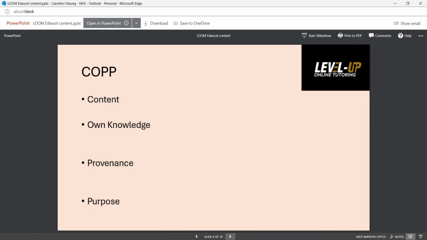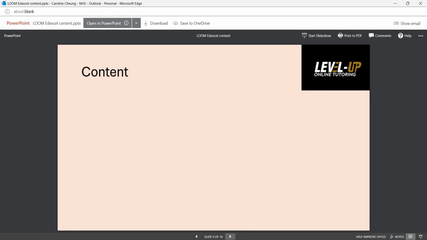And then the final one is the purpose. Why did the photographer take that picture? Why did the artist draw that picture? Why did the author sit down and write what they wrote? So in this video, I'm just going to focus on the first two. I'll do one on provenance and purpose in a bit, but for the moment, we're just going to look at the content of the sources.